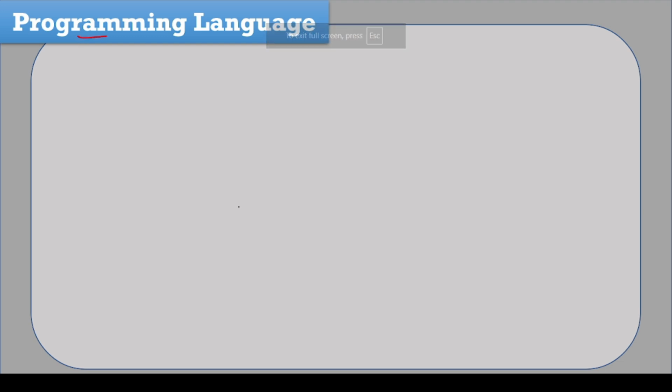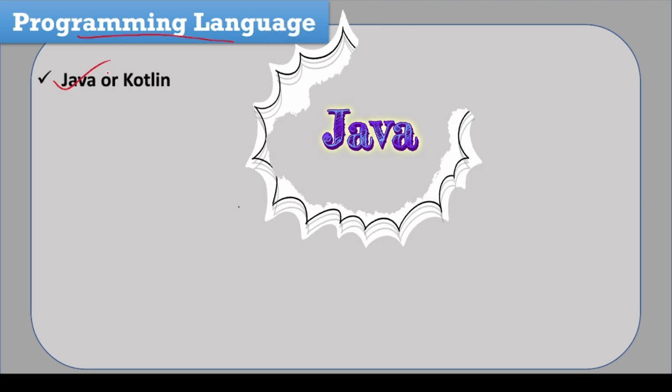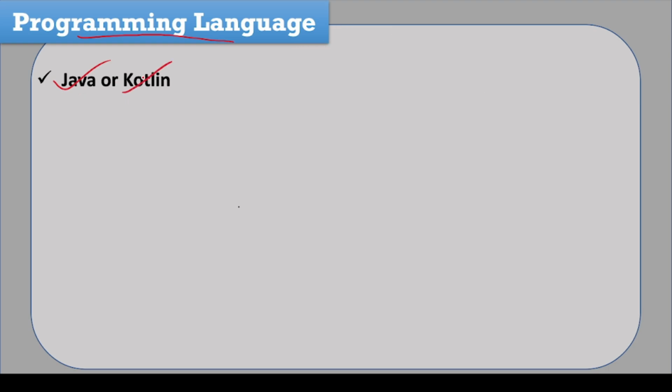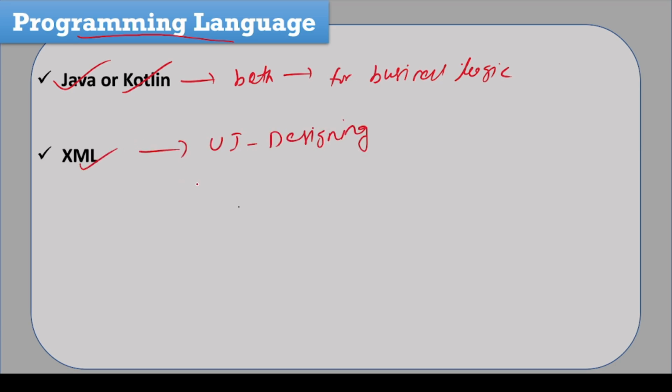Now let's talk about the programming language. Here we generally use Java or Kotlin. We can use either Java or Kotlin. We can even use both in the same project for business logic. And the other one is XML, for UI designing. If you are familiar with HTML, then XML is an extension of HTML. So these two are enough to become an Android application developer.